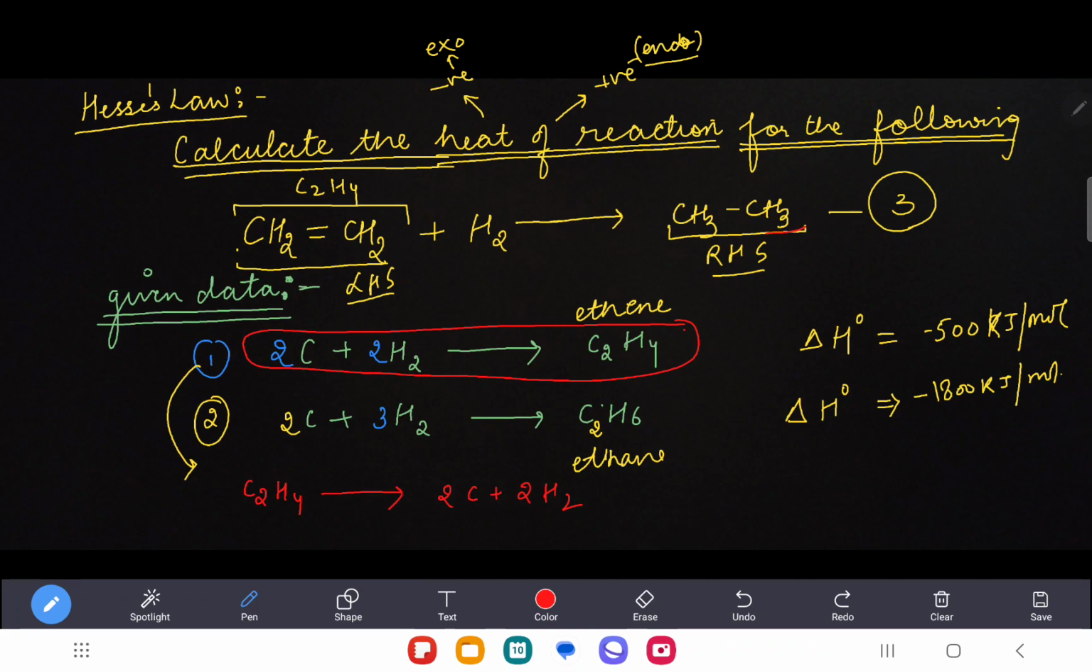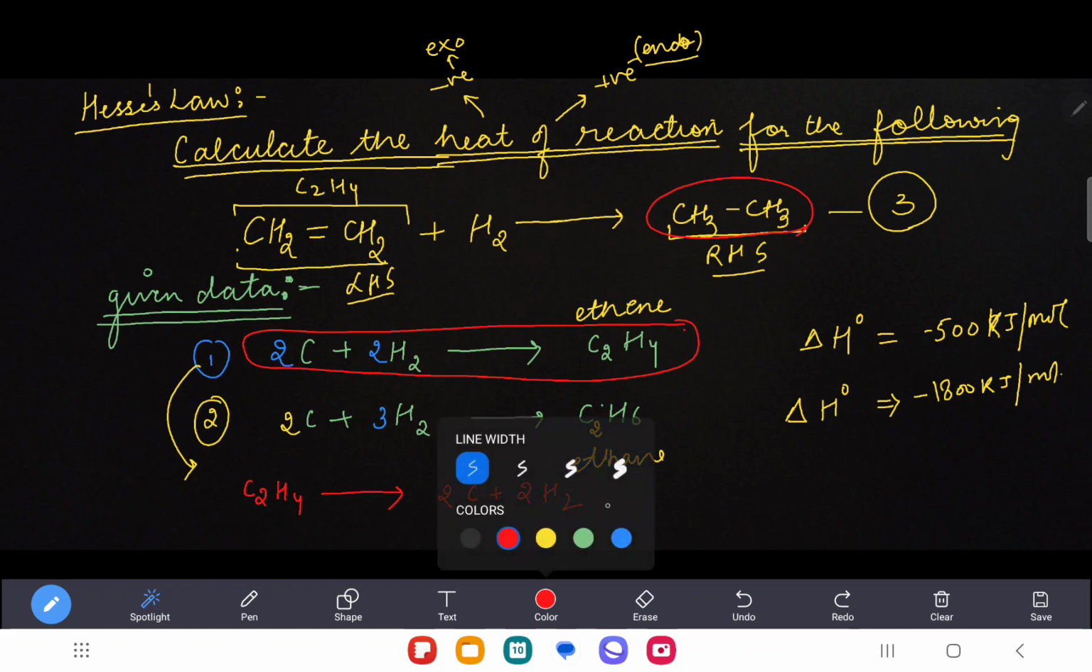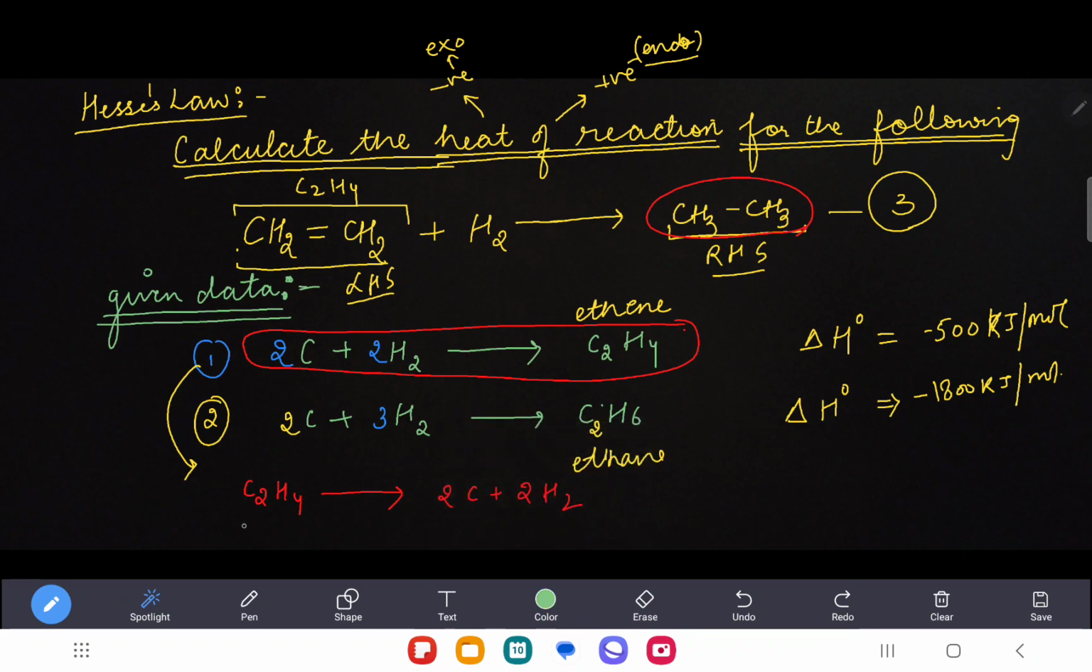And you need C2H6 on the right hand side. So my second equation gives me C2H6 on the right hand side. This is my second equation, and this second equation gives C2H6 on the right hand side. I hope you're understanding. What does that mean? That basically means that 2C plus 3H2 shall give me C2H6.